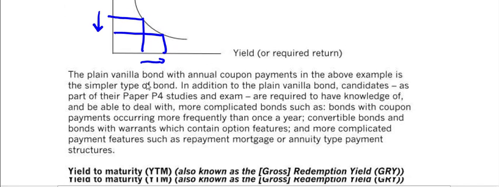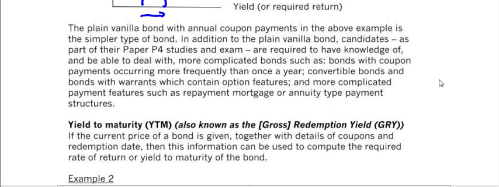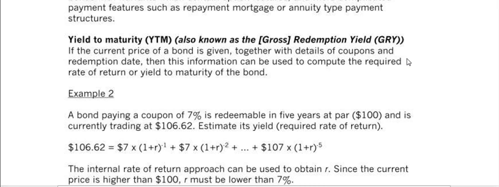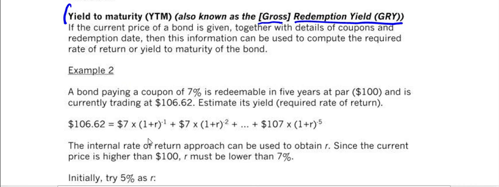Now, second example. Of course, all this you can read on your own. It shouldn't be a problem. Now, the second example is the examiner trying to tell us how to find the yield to maturity. The yield to maturity is actually one rate only, also known as gross redemption yield. Now, how do you do this one? Usually, you do it by the IRR formula.